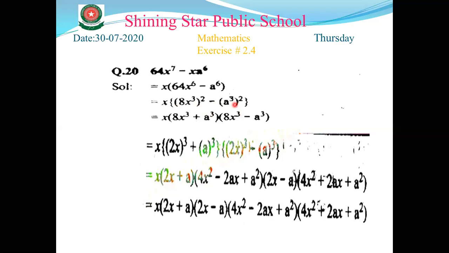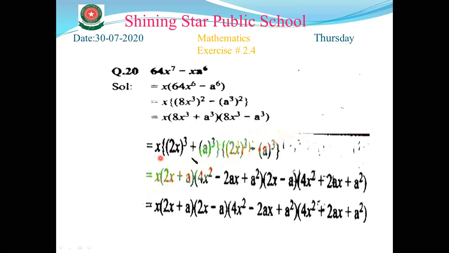Now a square minus b square is equal to a plus b, a minus b. According to the formula, first we write 8x cube plus a cube, where a is 8x cube and b is a cube, and then 8x cube minus a cube. Now 8 is the cube of 2, so 8x cube is 2x whole cube. Again 2x whole cube minus a cube.